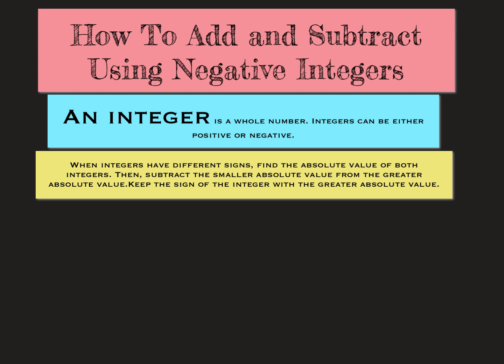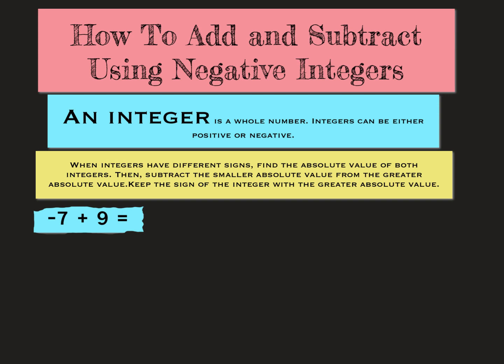Now, there are 3 rules you need to keep in mind when you're adding and subtracting using negative integers. The first one, when integers have different signs, find the absolute value of both integers. Then subtract the smaller absolute value from the greater absolute value. Then you keep the sign of the integer with the greater absolute value. And if you don't know what absolute value means, I'll show you in the example. Let's get started.